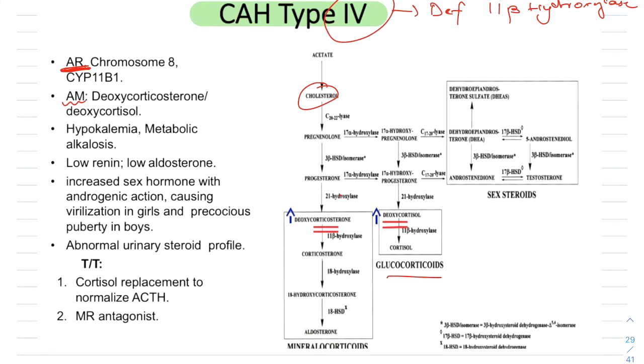The 11 beta hydroxylase is deficient, so this step does not occur. So cortisone is not produced, and aldosterone is not produced. The only mineralocorticoid here is deoxycorticosterone, and cortisol is also not produced. Deoxycortisol is also a mineralocorticoid.